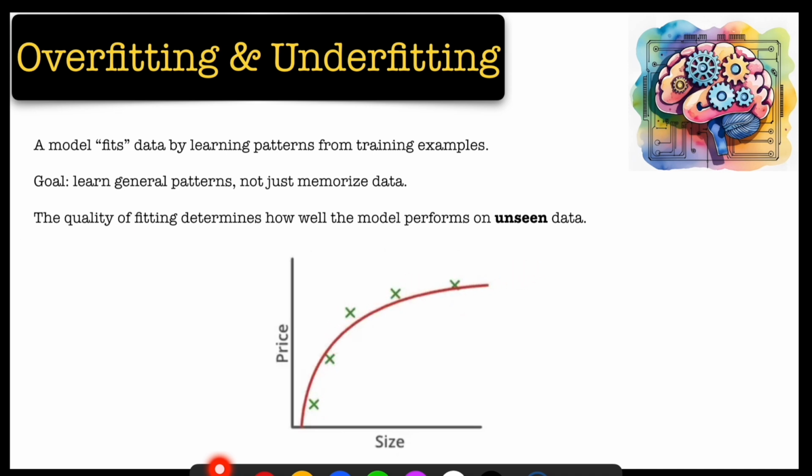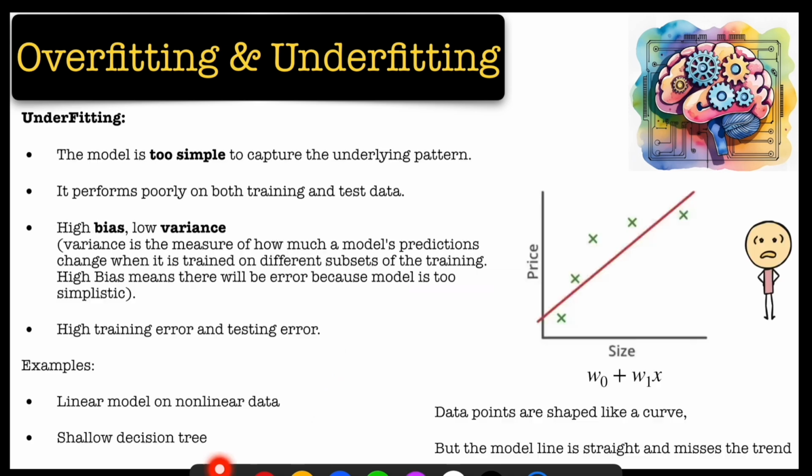The quality of fitting determines how well the model performs on unseen data. If this is my training data and we try to fit it with a different curve like this, one that is going through each and every point, it will work well for the training data itself, but it might not work for new, unseen data. So let's start with underfitting.